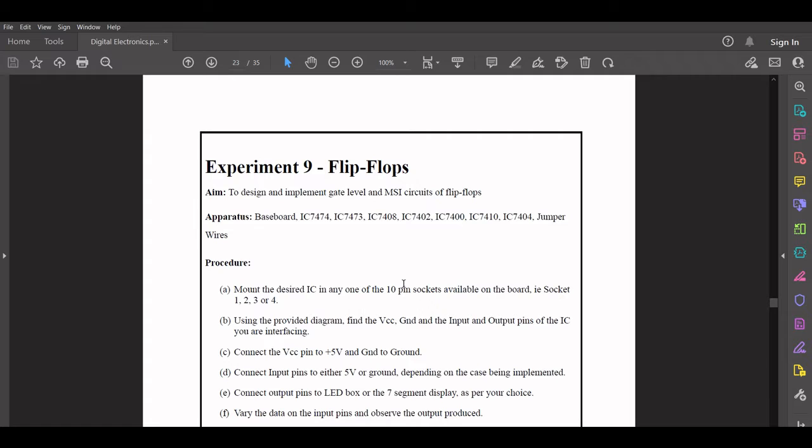In this video, we'll start with the next experiment, that is the use of flip-flops. The aim of this experiment is to design and implement gate level as well as MSI circuits of flip-flops. Flip-flops are very commonly used in digital circuits in order to store binary data, and this binary data can be changed using different inputs. There are around 4 flip-flops that we'll cover in this experiment. They are the RS flip-flop, the JK flip-flop, the D flip-flop, and the T flip-flop.